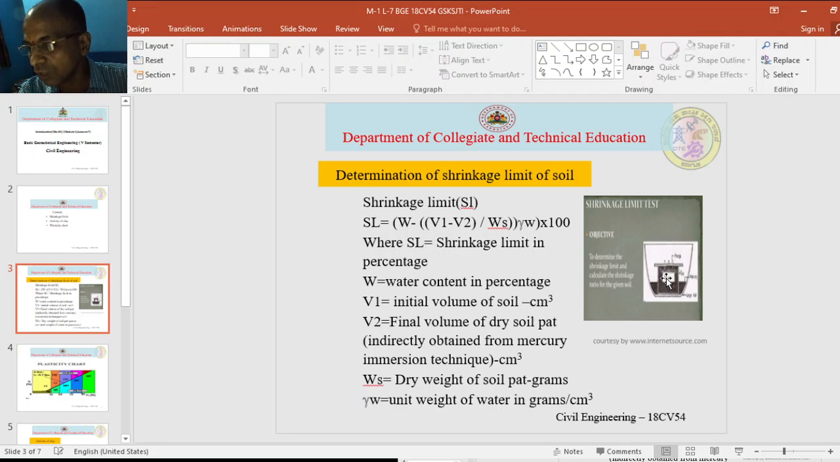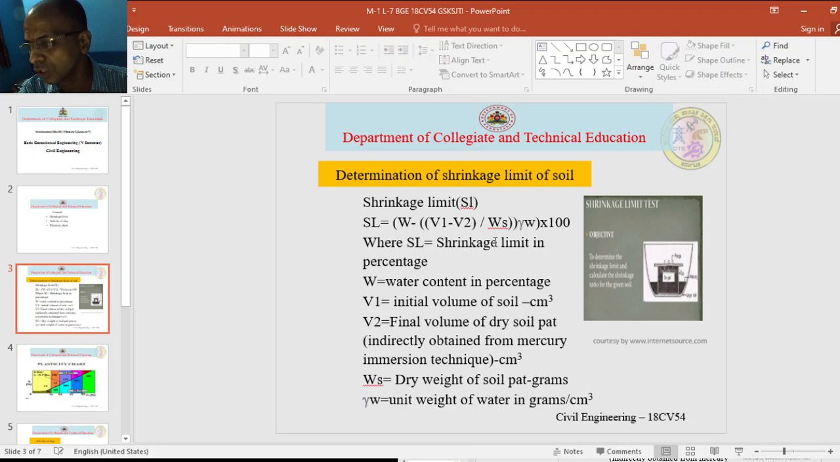Then the volume of the mercury that is spilled out due to immersion of the dry soil pat is equal to the dry volume of the soil pat, which is given by V2, which is equal to W5 minus W1 divided by the density of mercury, that is 13.6. If you do it, you will get V2.